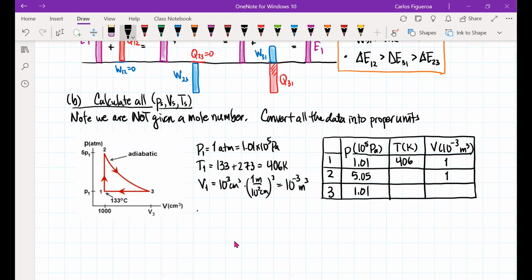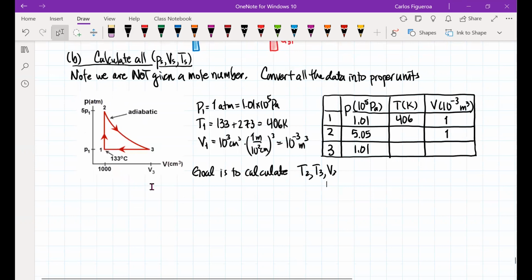So our goal is to calculate T2, T3, and the volume at 3. That's what we've got to do. So let's start looking at this. I'm going to copy this so that I have it with me, and I can keep moving this down.